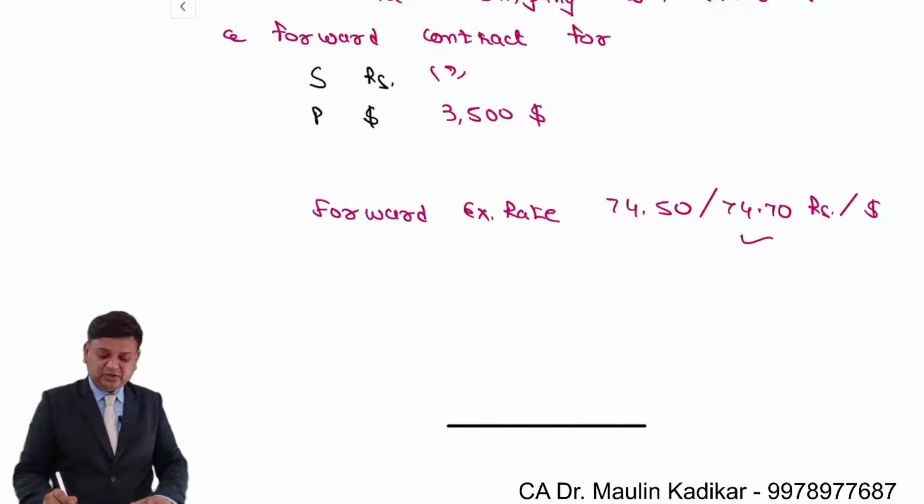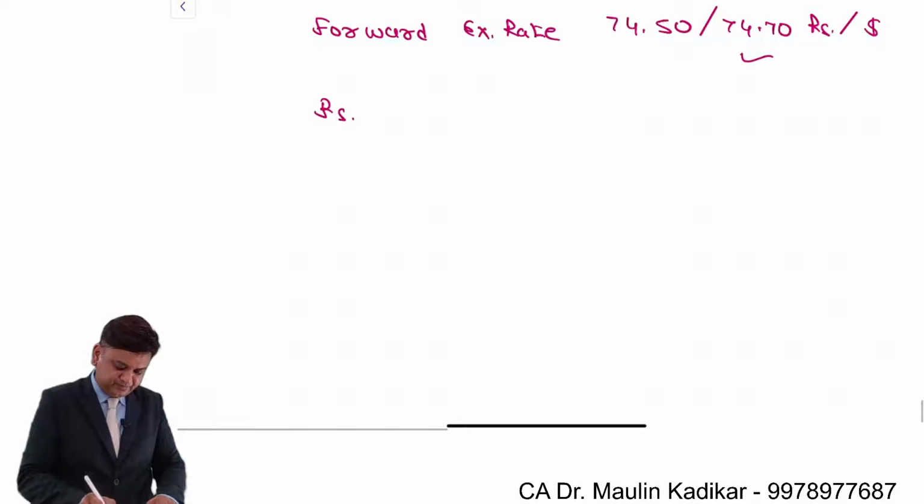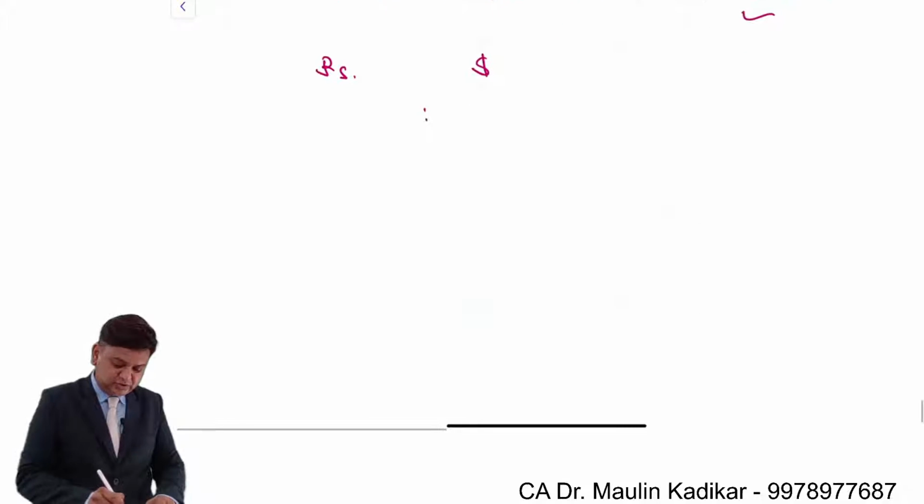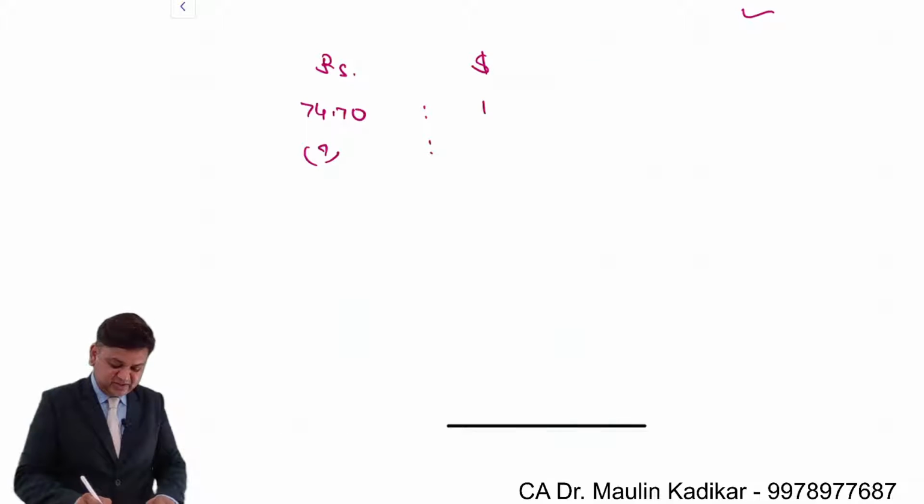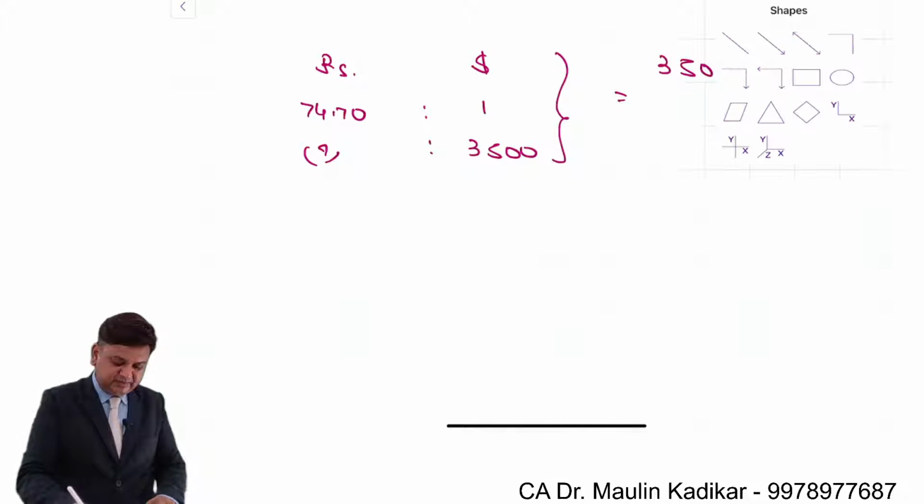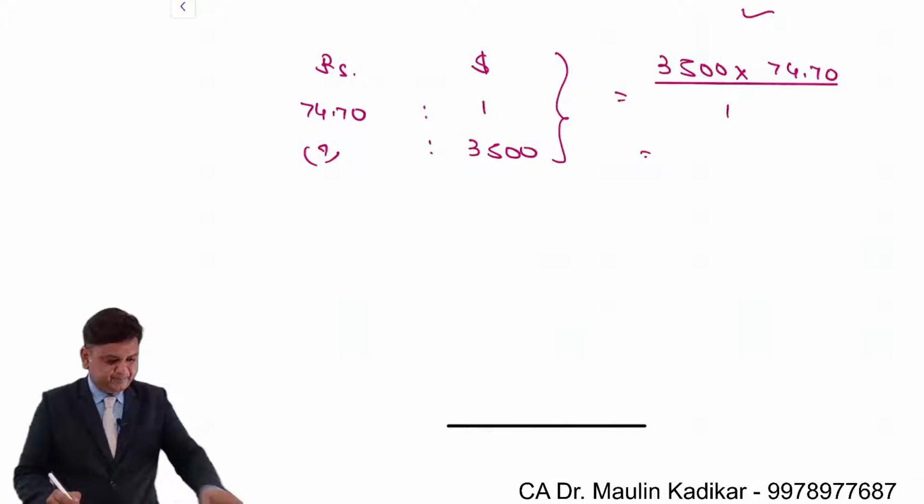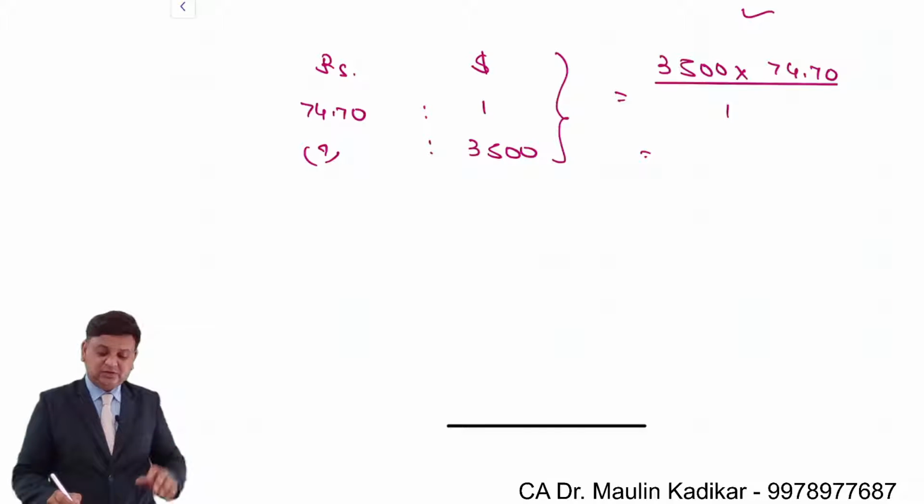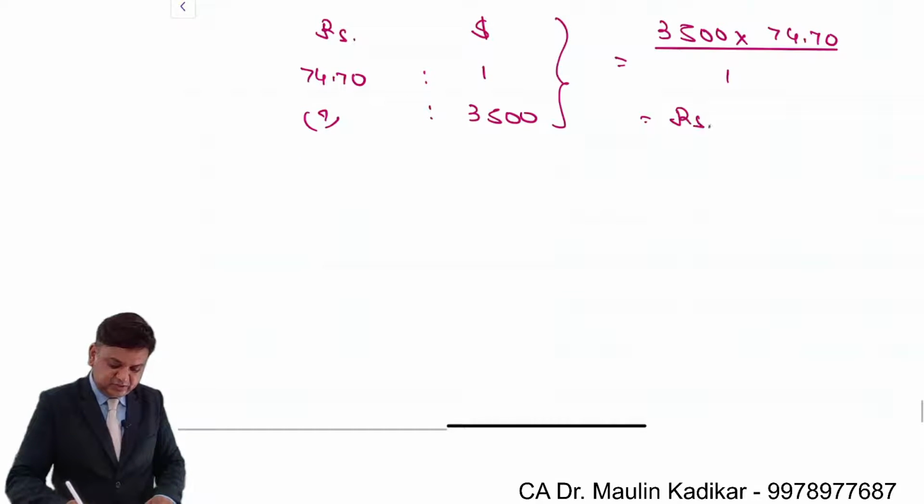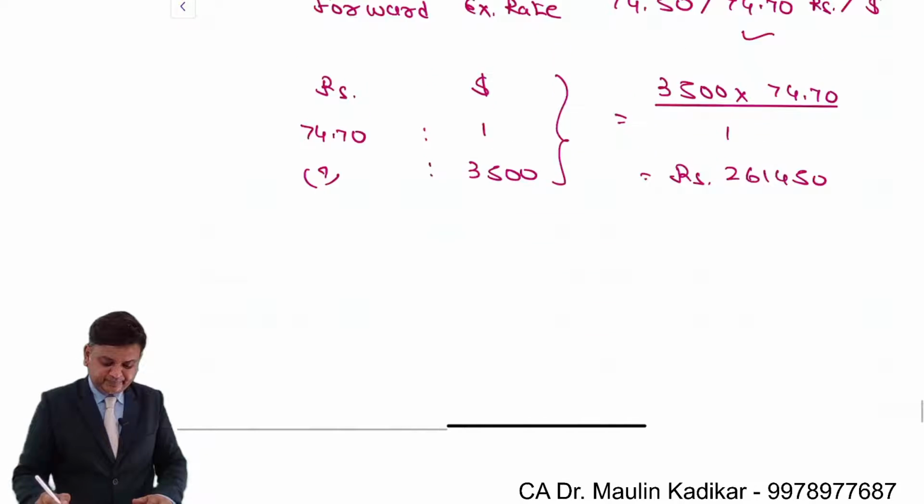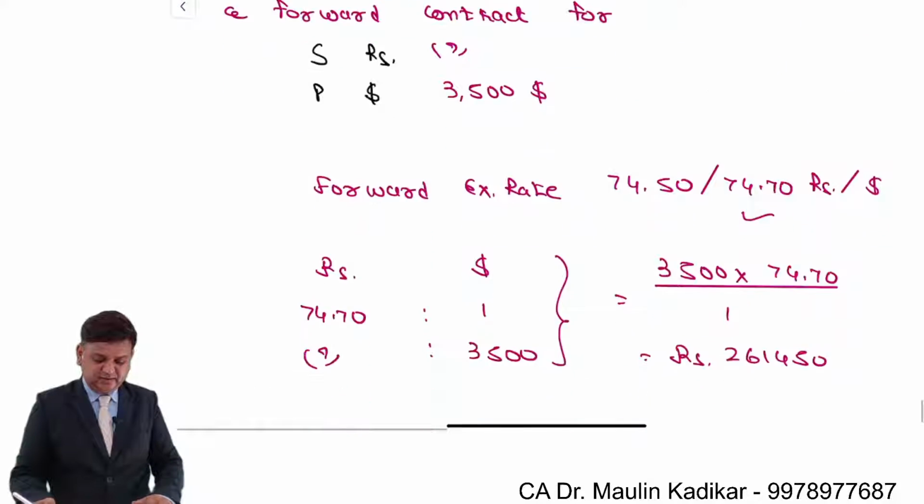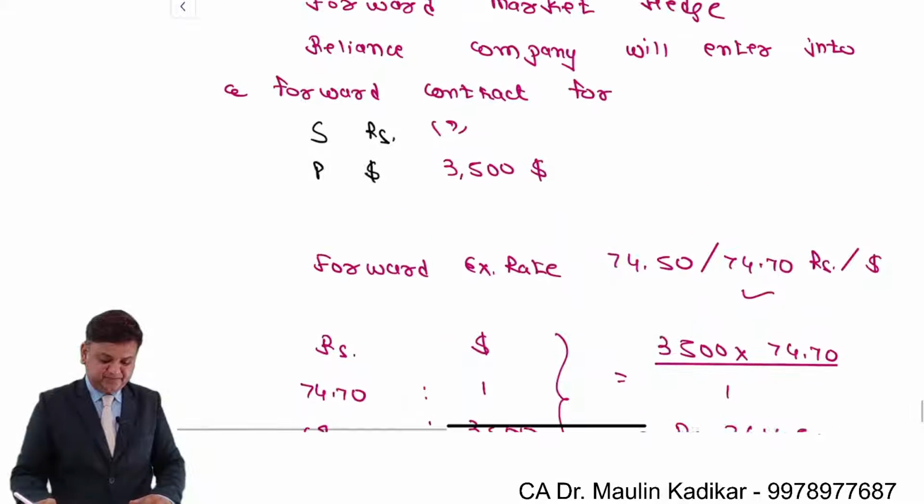Sell of rupees and purchase of dollar, so more amount of the rupees is required to be sold. So 74.70 rupees for $1. So this amount of rupees for purchasing $3,500: 3,500 into 74.7 divided by 1. So the final answer is 2,61,450 rupees. This is the amount which is required to be paid by entering into the forward market hedge.